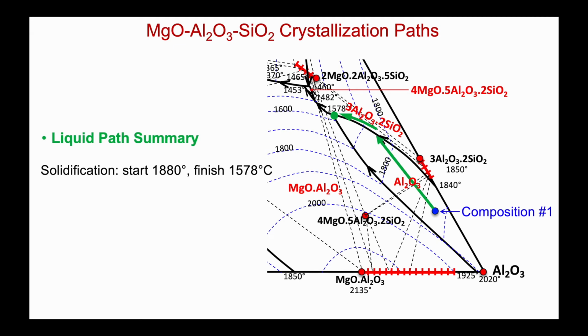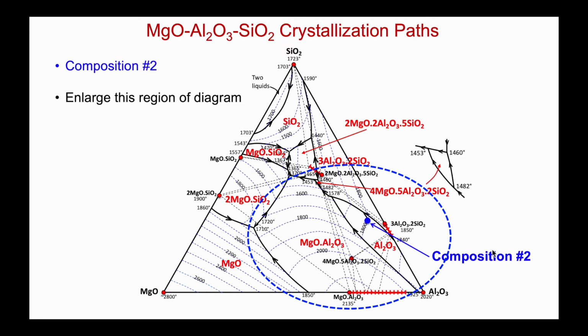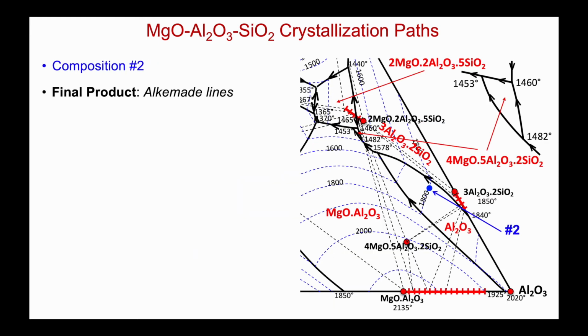Okay, let's take a look at another composition where we'll find the liquidus path is a little bit more tortuous. And the one we'll select is composition number 2. It doesn't look too far away from composition number 1, but we'll see the path is quite different. We're going to blow up this region again so we can see what's going on, and let's go then to the next slide. We'll use the same procedure.